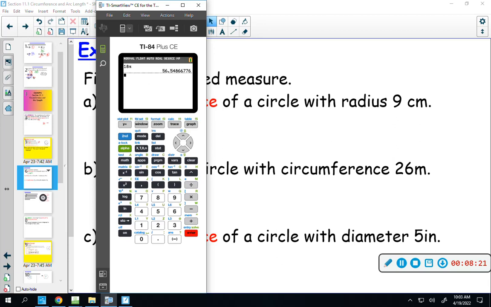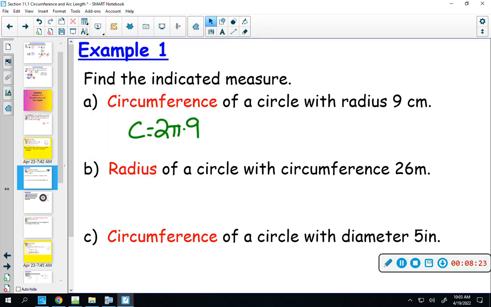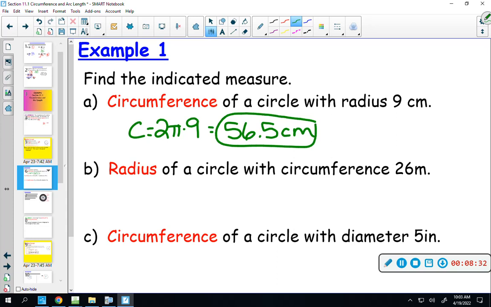Probably the quickest way to punch it in. Doesn't say what to round to. I'm just going to go to the tenth then. So I'm going to put 56.5. I'm going to label it as centimeters. So the entire distance around the circle. We're going to simplify that in a minute.